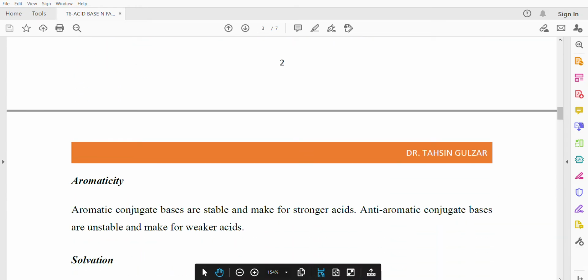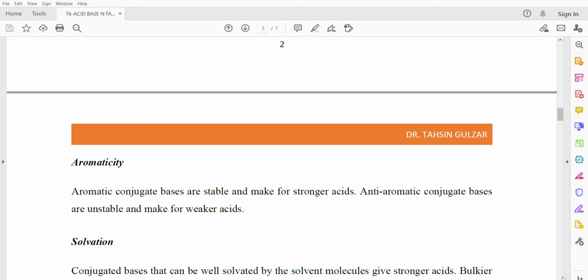Then the next factor is aromaticity. Aromatic conjugate bases are stable and make for stronger acids. I hope you know anti-aromatic and non-aromatic systems, but here, anywhere aromaticity is retained will be stable.